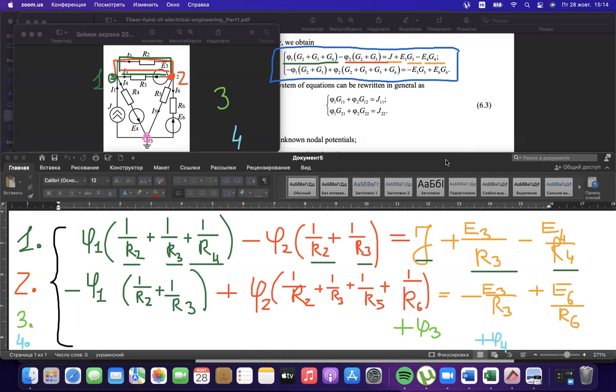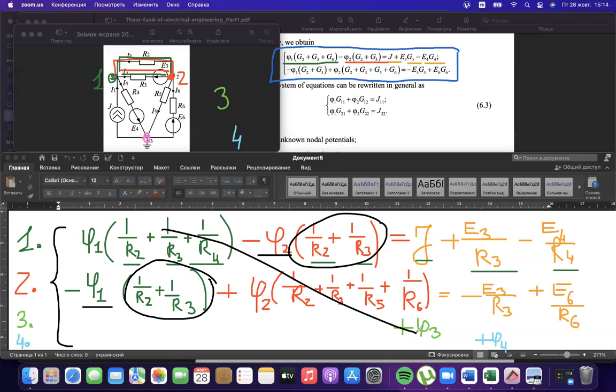That is why in the system of equations, we will have the same conductivity written twice: for potential 2 near 1 and for potential 1 near 2. It will be the same coefficient, but with different potentials, and it is mirrored about the diagonal. It is how we will see the result of the system.